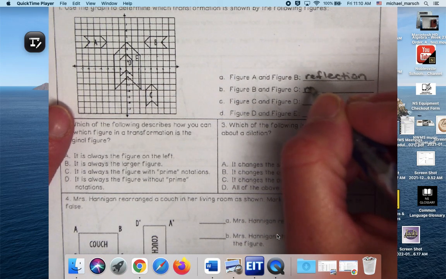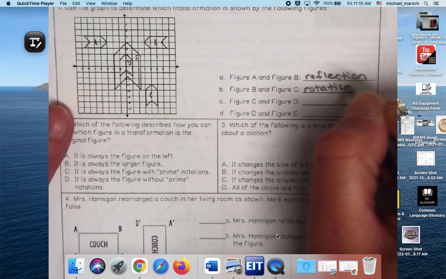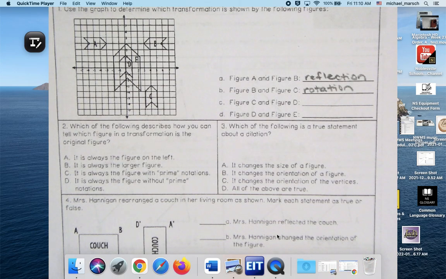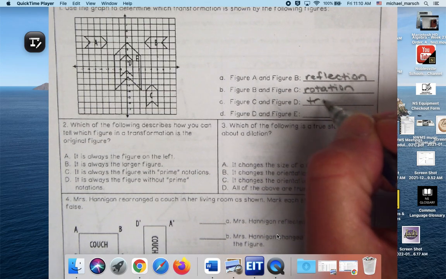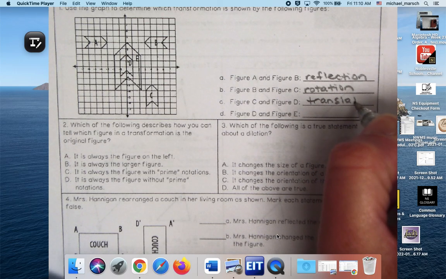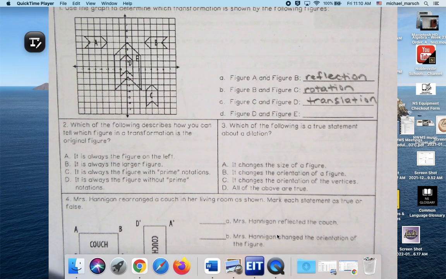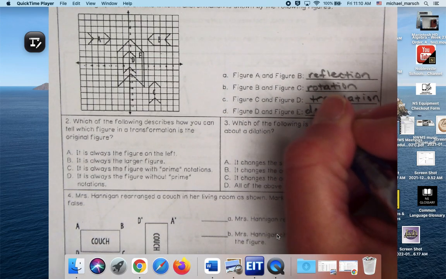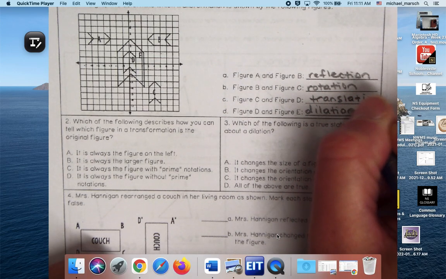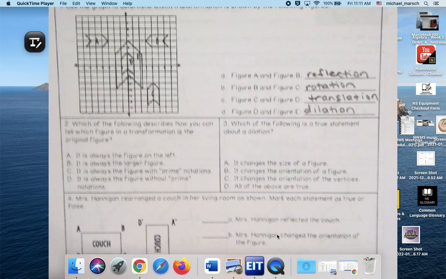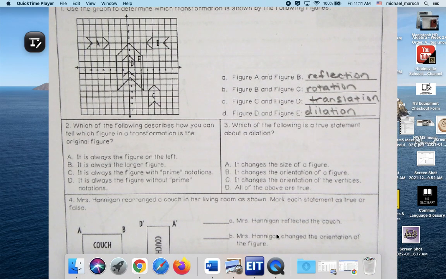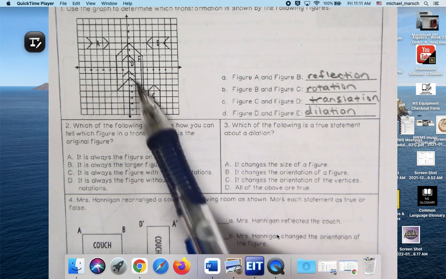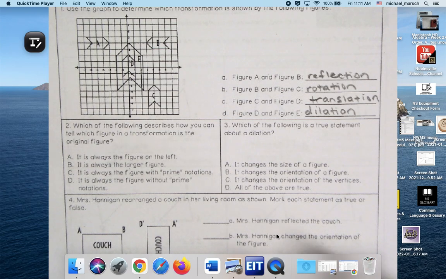Rotation. How about C to D? Translation. And then what about D to E? Dilation. And do we have an enlargement or a reduction? Right, it increased in size, so that would be considered an enlargement as opposed to a reduction.